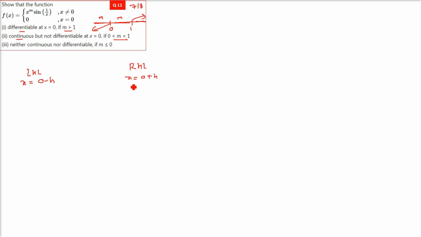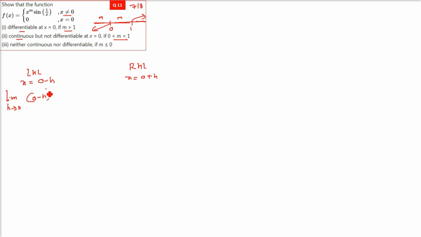Please remember, I am telling you about the continuity right now, so x is not equal to 0. What are you going to replace? X raised m sine 1 by x. That we will do in the differentiability also. Here x equals 0 minus h, you can always write it as negative h. So limit h tends to 0. Now please remember and stick that into your mind: limit h tends to 0 is always there. I'm not going to write it again and again just to save time, but it is always there.